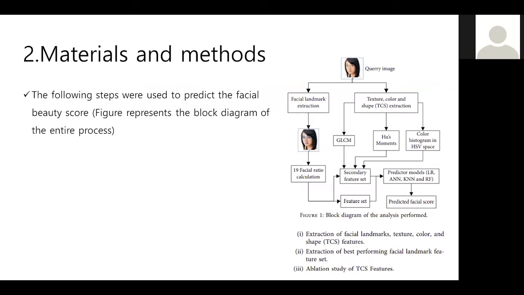Materials and methods. The following steps were used to predict the facial beauty score. This figure represents the block diagram of the entire process. First of all, extraction of facial landmarks, texture, color, and shape, TCS features. Secondly, extraction of best performing facial landmark feature set was done. And for the third, ablation study of TCS features was done.